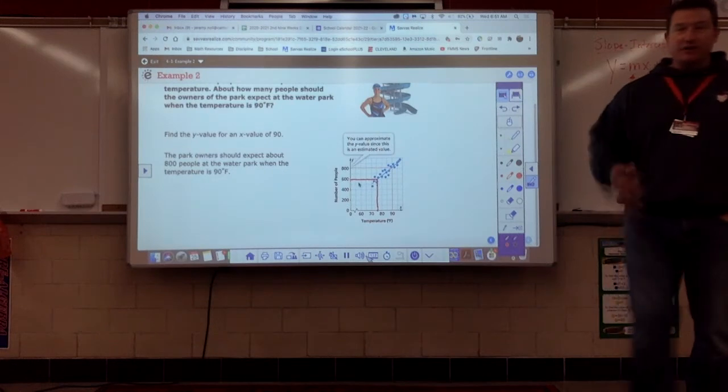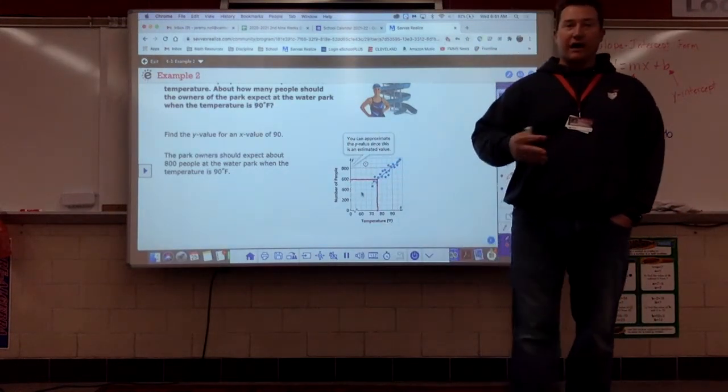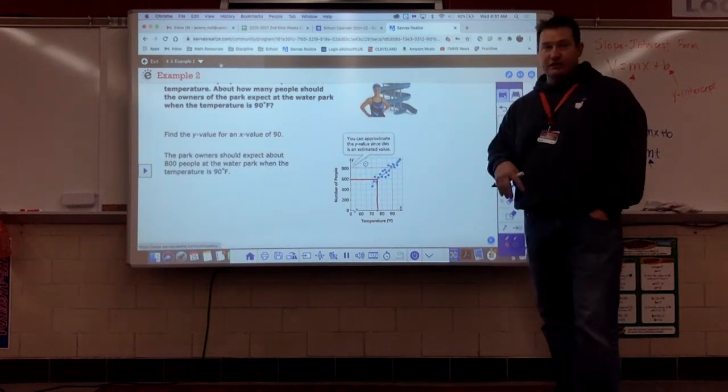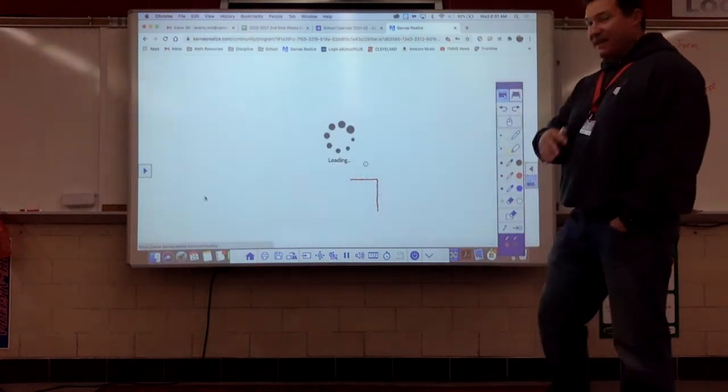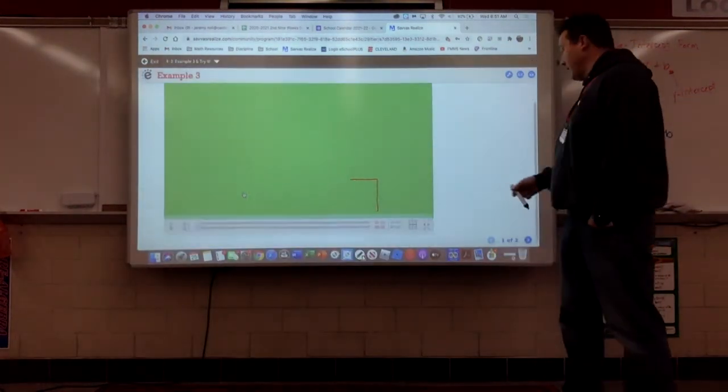About 75 degrees. So you can use either variable, temperature or number of people, when they give us a trend line and they're asking us to make predictions. Again, that's not as accurate as using our trend line equation. We like that one a lot better, though.